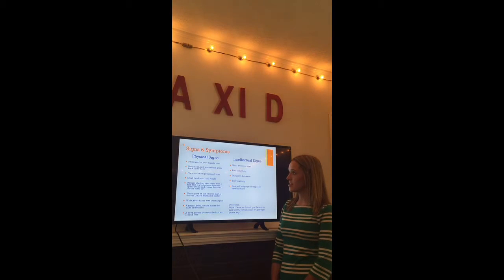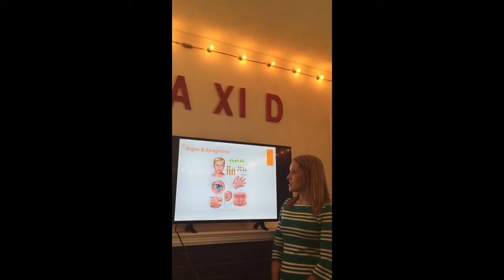Even though physical signs are the only signs people really notice when they look at a child with Down syndrome, there are many intellectual signs as well, such as short attention span, poor judgment, impulsive behavior, slow learning, delayed language and speech development. Out of these, the ones that people notice the most are delayed language and speech development and slow learning. I think these are presented the most because that's what people first notice when they first look at a child with Down syndrome, and that's what their first interaction is, but they don't get to know them enough to see the other things that they do.